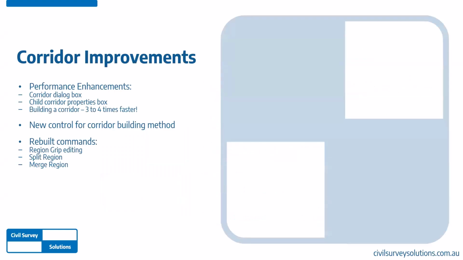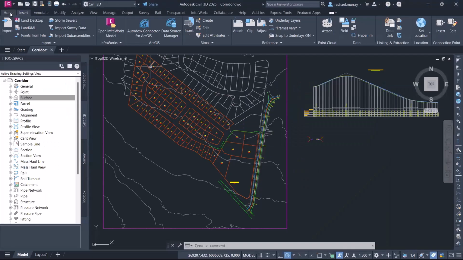So next, we're going to have a look at some corridors. There's been some performance enhancements to the corridor dialog box, and it's now 3 to 4 times faster to build a corridor. There's also been a new command added that allows you to control whether you would like a faster or slower corridor building, although when you do choose the faster generation, it does reduce the visual fidelity. There's also been some rebuilding of some commands, including the region group editing, split region, and merge region. So let's jump over and build a corridor so that we can see these changes in action.